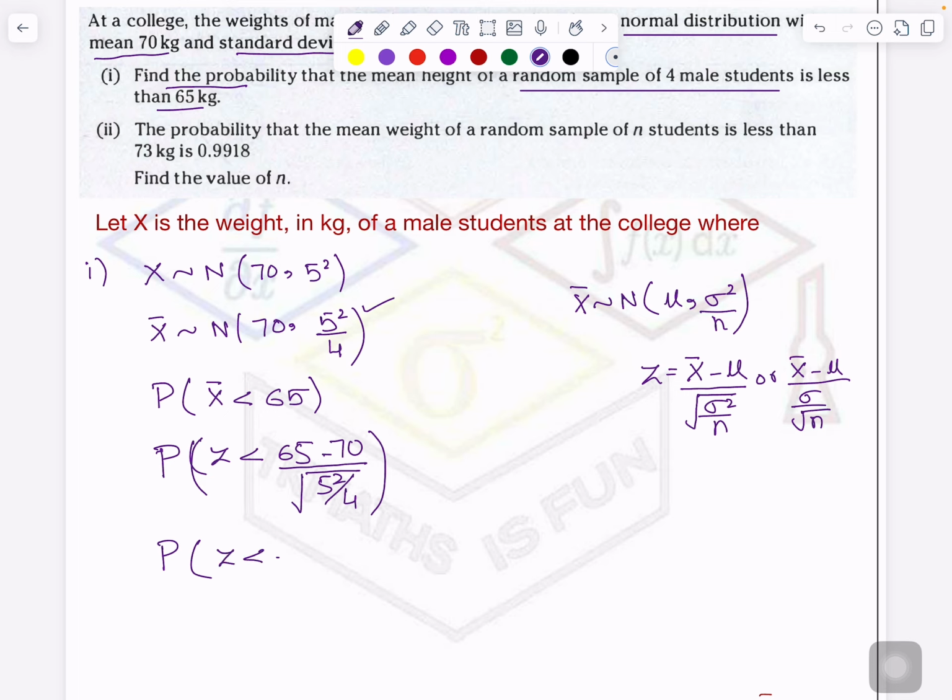Yes, you're right, less than minus 2. Now in the standardized table, we don't have negative values of z, right? Actually, there are tables with negative values, but the one provided to students in the examination does not have them. So what do we do here? We use the symmetrical concept. You have to find the probability of this side, so you will use the concept of symmetry. If 2 is here, this is the same as this.